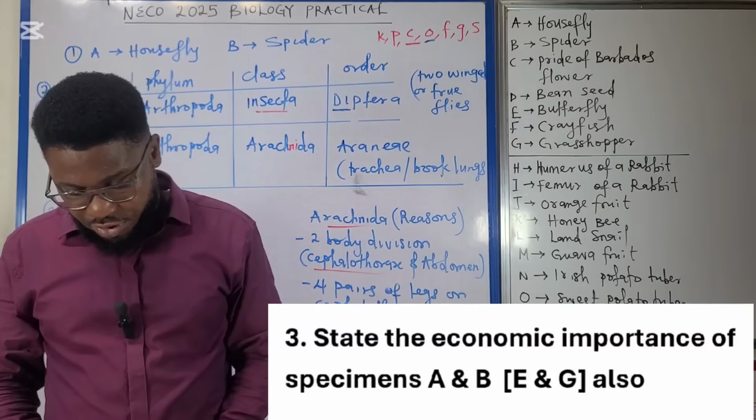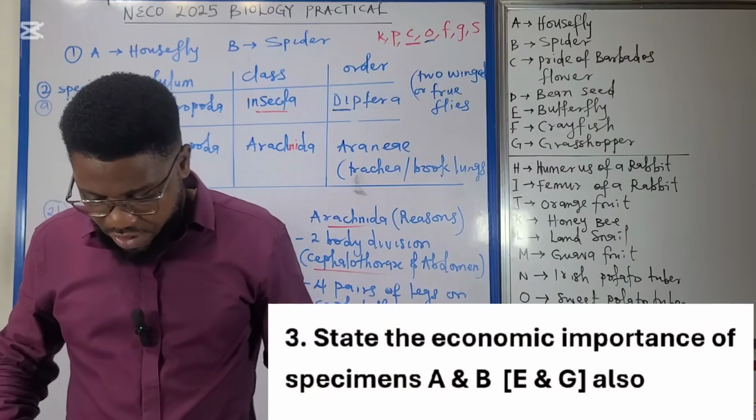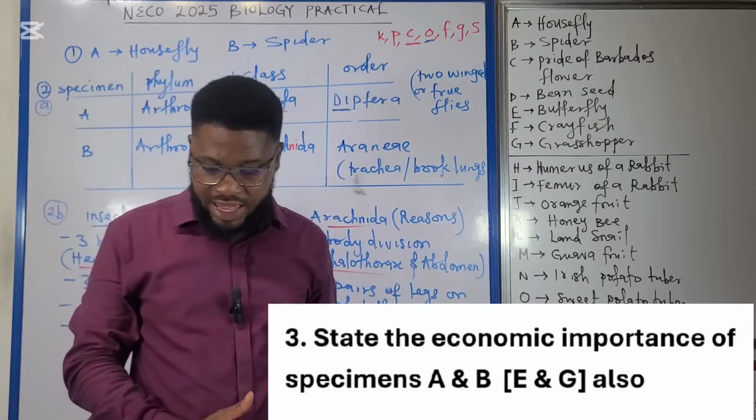Moving on to question 3, it says state economic importance of specimen A and B.